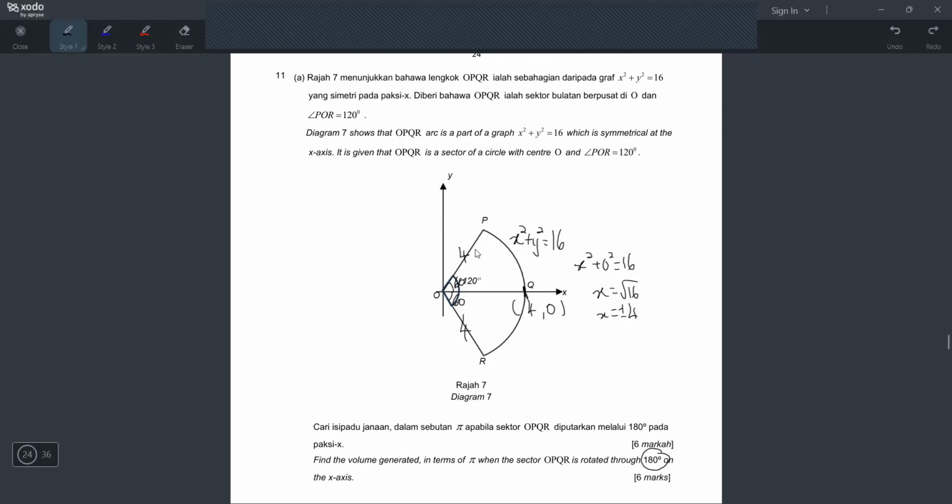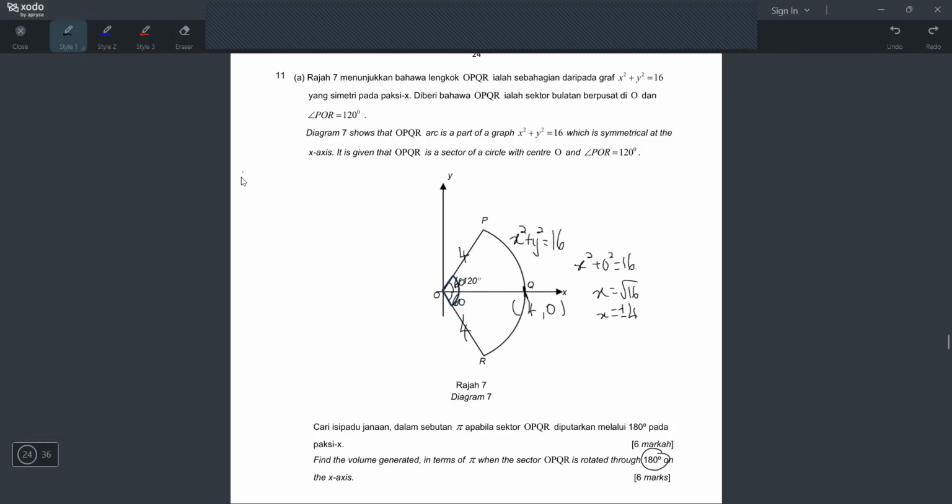So is there any other points that I can find? Can I find point P? No, because I don't have the X coordinate, I don't have the Y coordinate. It's not possible to find point P. Point R is also not possible to find. So I think I already tried my best to find everything I can.